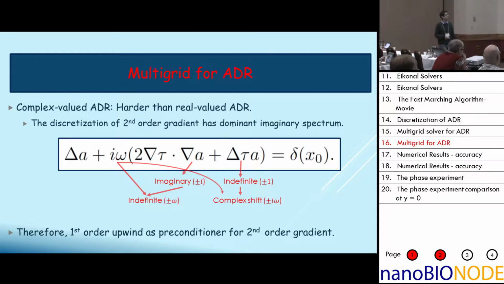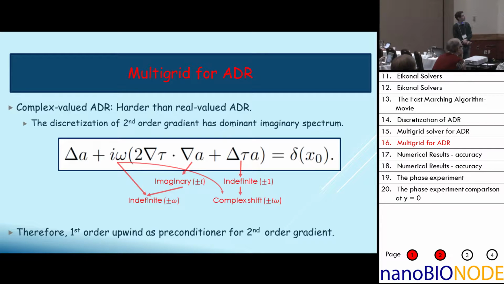It's a diagonal matrix, but it may have negative and positive values. So it's indefinite, but then it multiplies with I omega, so it's a complex shift. So this becomes our friend, and this becomes our enemy. But still, we need to deal with that.